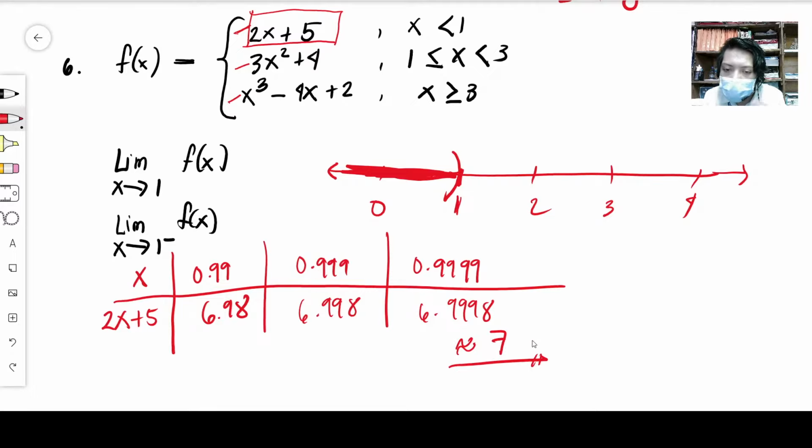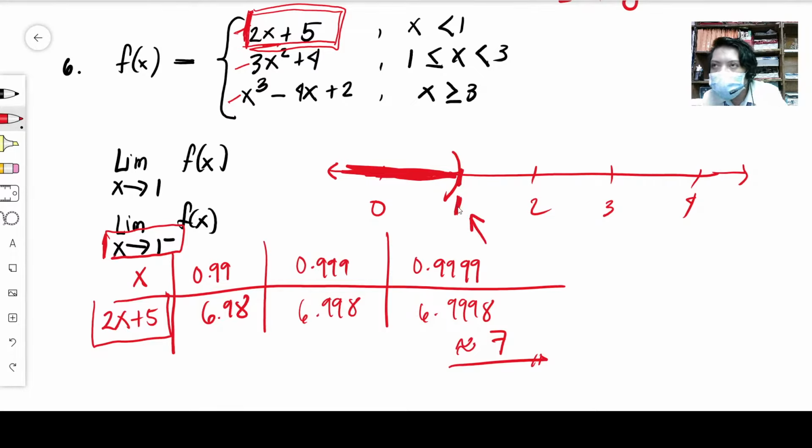Now, take note. Let me explain again why we used 2x plus 5. This is a piecewise function, and we used it because our x approaches 1 coming from the left. This is 1 right here.